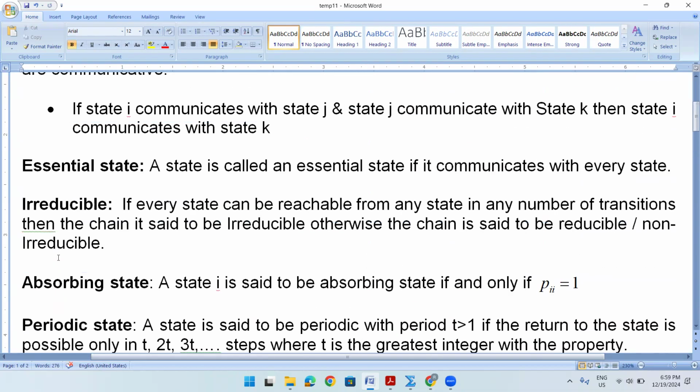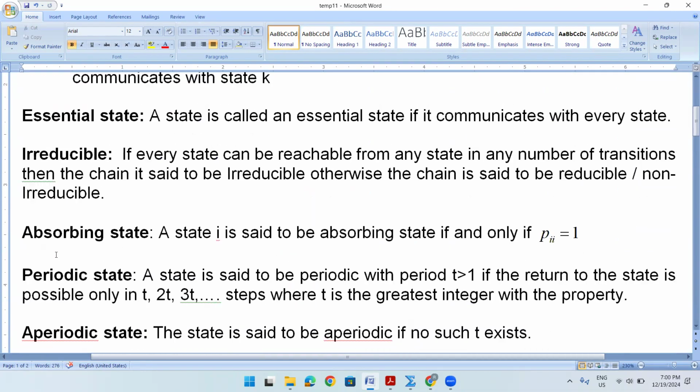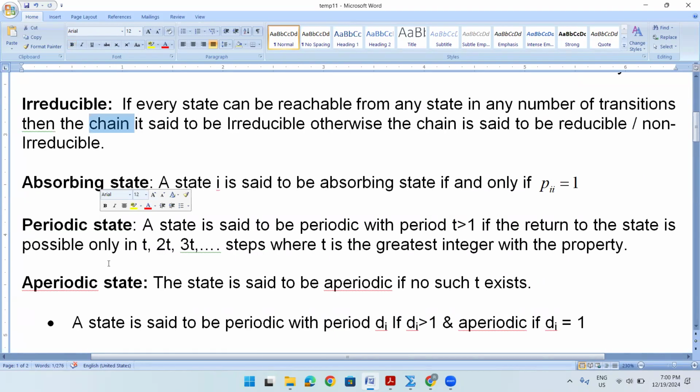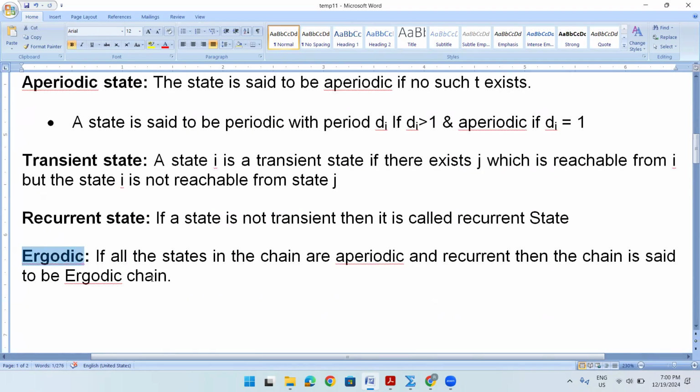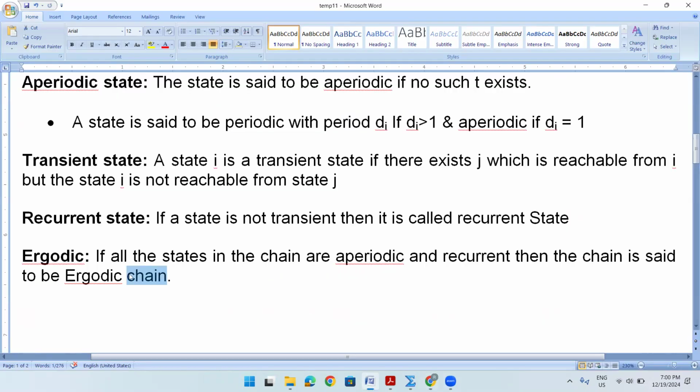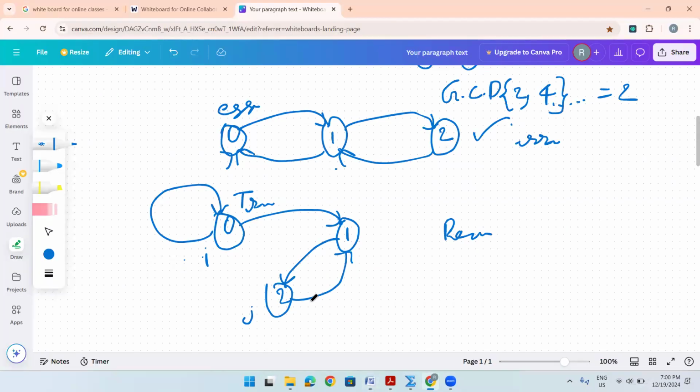Here, all are classifications of states except irreducible. Irreducible is about the chain, and ergodic is also about the chain, the complete TPM. We talk about the complete chain or TPM. From the TPM only we get this chain. So simply, what is ergodic? Only two things. All the states must be aperiodic.